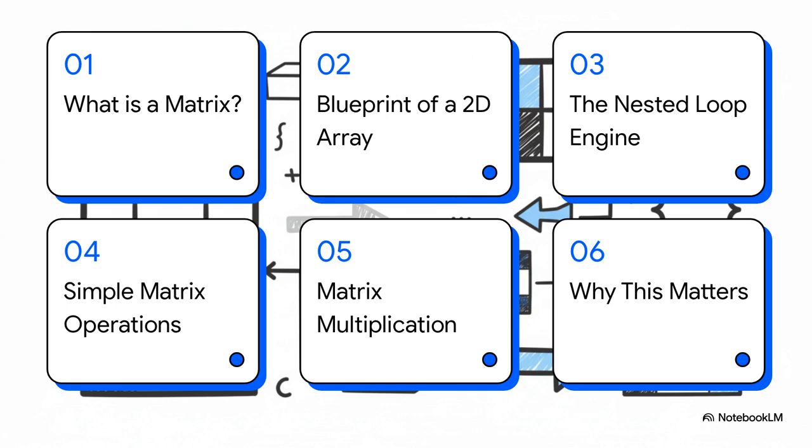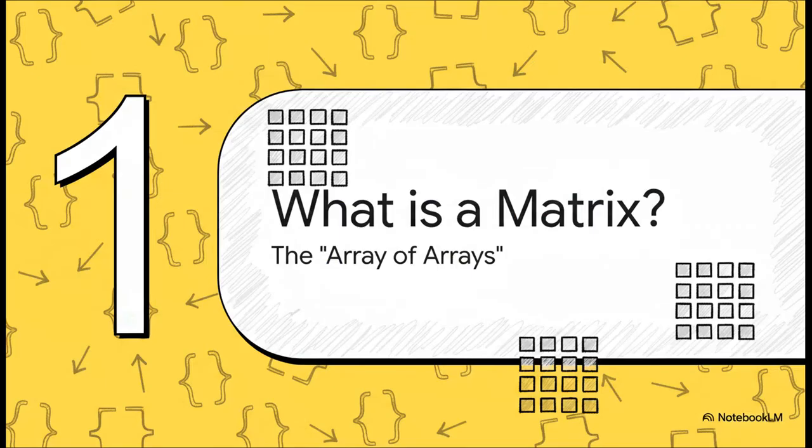Okay, so here's our game plan. We'll kick things off with what a matrix even is. Then we'll look at the blueprint for actually building one in code. From there, we'll dive into the engine that makes it all work, the nested loop. And finally, we'll get into the fun stuff, simple operations, and then we'll tackle the big one, matrix multiplication. And of course, why all of this really matters.